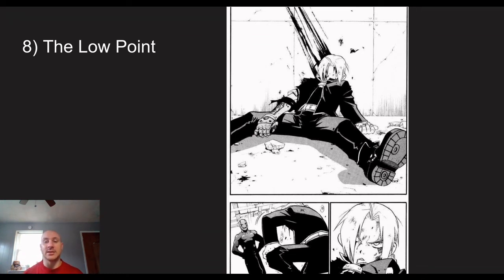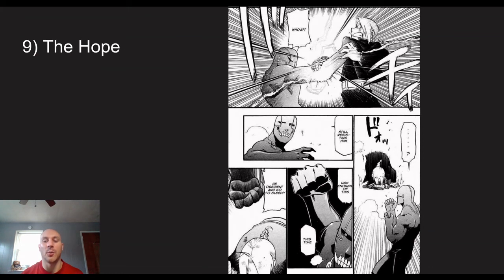In this case, this is the low point for Ed, right? It seems like his blood from his head is smeared up against the wall. He's literally panting and spitting up blood. He's trembling, just trying to get up. And the antagonist, Greed, is in the background, nonchalantly walking up and smiling a little bit, like nothing has happened, right?